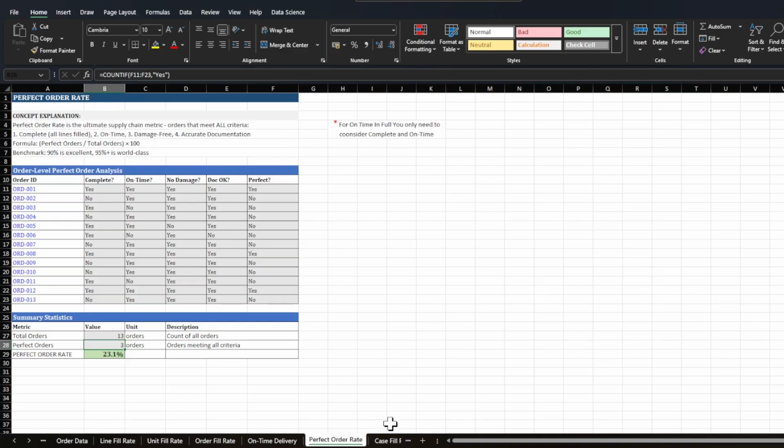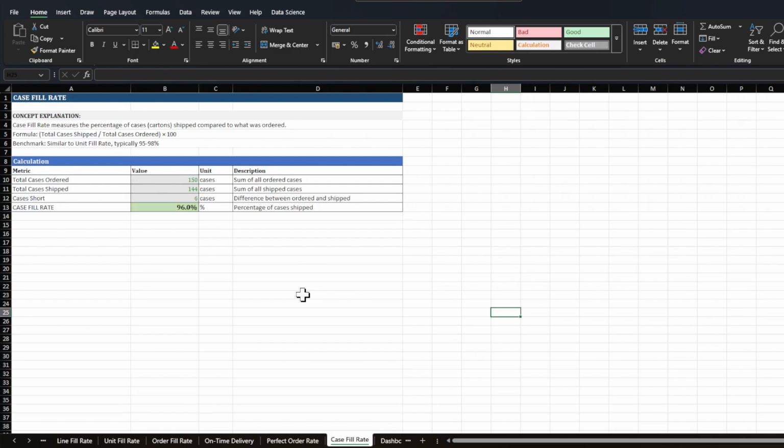Moving ahead to the next one, which is case fill rate. Earlier, the way we were calculating for the quantity, now we can calculate it for the cases. Cases agnostic of the SKUs: how many cases were ordered, how many cases we filled, and how many cases went short. So this is our case fill rate. It's a very easy calculation.